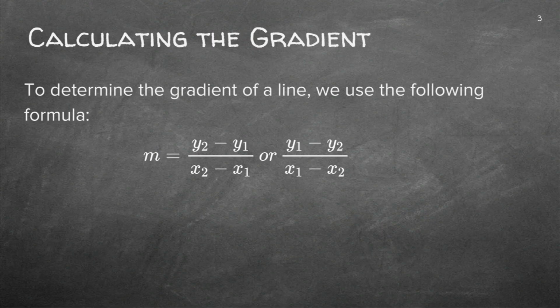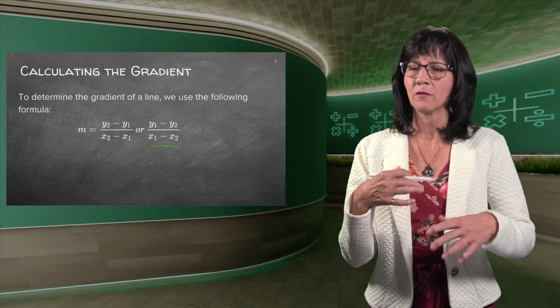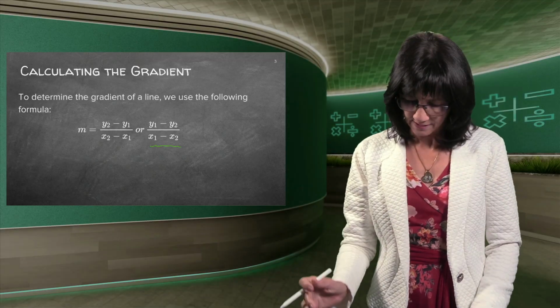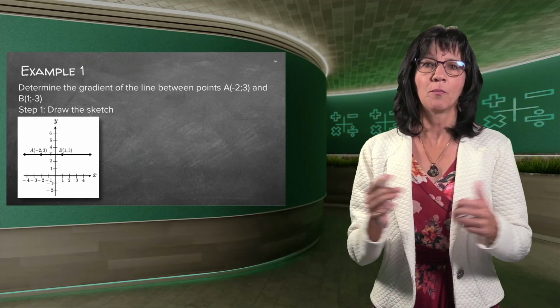Good. Now, you also know by now, as in the previous lesson, what the formula is for gradient. Remember, I do not prefer that you swap them around. If you know one formula, you've got the formula. y2 minus y1 over x2 minus x1. That is the formula that should stick in your head. So you don't need the second one. Good. Example, always the best thing.